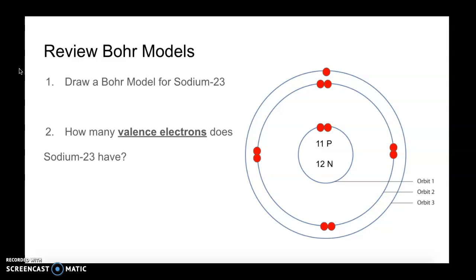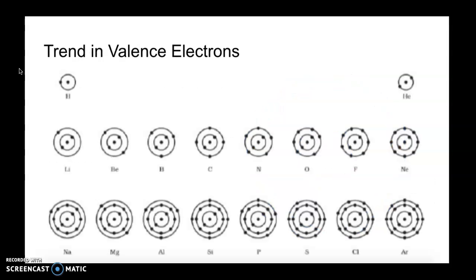How many valence electrons does sodium-23 have? Look on the outermost ring, and there's only 1 as well. So look on the periodic table and find lithium, which had 1, and find sodium, which also has 1. And you will notice that they are in the same family, the alkali metal family. There is a trend in valence electrons. Notice that hydrogen has 1 valence electron, lithium has 1 valence electron, and sodium has 1 valence electron.